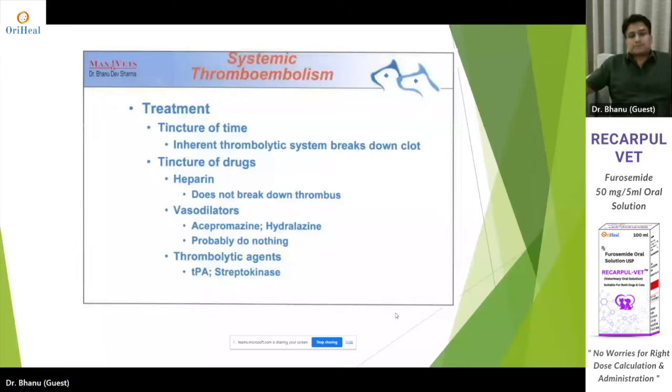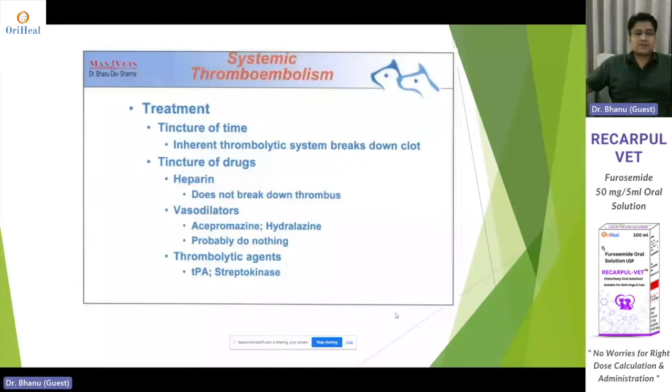So the treatment in this would consist of some thrombolytic agents, the tissue plasminogen activator. You can use streptokinase injections. You can use those, right? Heparin you can use. I mean, these things I have personally tried. I have tried heparin. I have tried streptokinase.